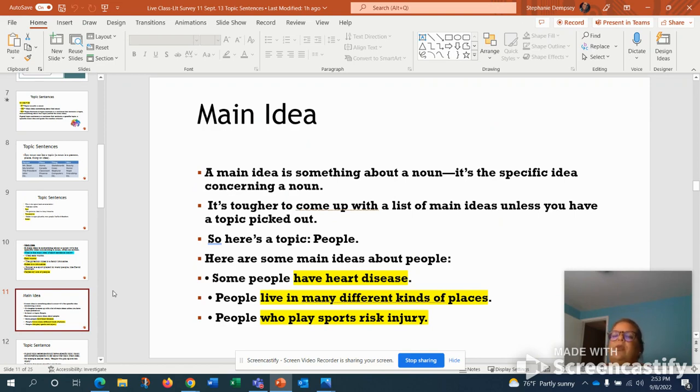So it's tougher to come up with a list of main ideas unless you have a topic picked out. So here's a topic. People. You can write anything about people. We want to kind of get it down to specifics to get your main idea, to get your topic sentence. So some people have heart disease. That would be our main idea here. People live in many different kinds of places. People who play sports risk injury. So the stuff that's highlighted here is kind of the main idea within these topic sentences about people.